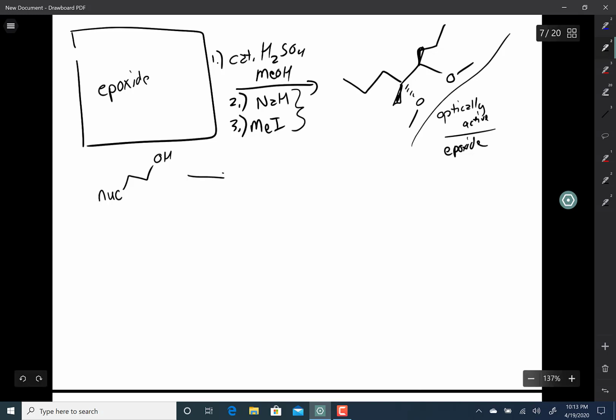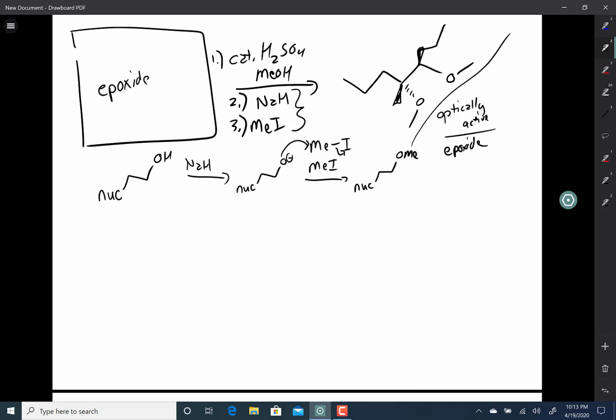What sodium hydride does is it deprotonates alcohols to make alkoxides, and what methyl iodide does is basically it's just an SN2 electrophile. So either one of these oxygens could be coming from the epoxide oxygen, and the other one comes from the nucleophile. So let's take a look at this.